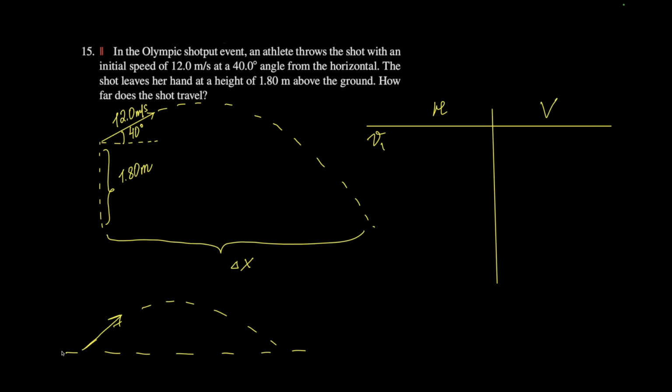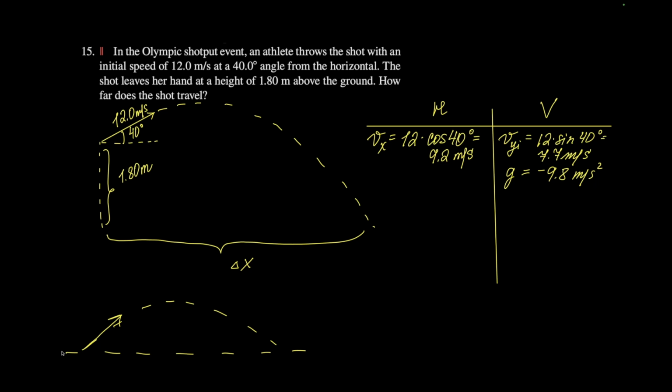So Vx, which is the horizontal component, which will not change throughout the flight because we disregard air resistance, is going to be 12 times cosine of 40, 9.2 meters per second, whereas Vy initial, and I have to say initial because it will change, is going to be 12 sine of 40, 7.7 meters per second. What else do I know? I know g, and now I have to make it negative 9.8 because it's downward, where 7.7 is upward. So negative 9.8 meters per second squared.